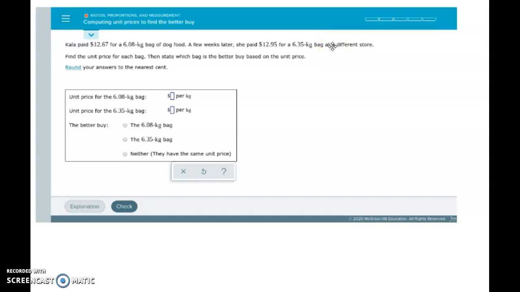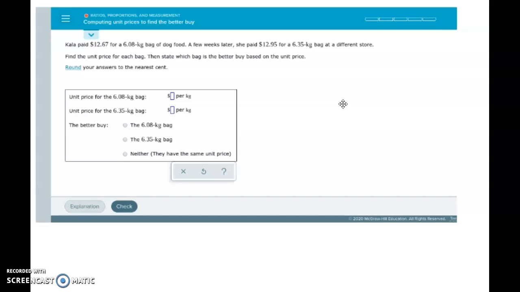Kala paid $12.67 for a 6.08 kilogram bag of dog food. A few weeks later, wow, the dog would have died. She paid $12.95 for a 6.35 kilogram bag at a different store. Find the unit price for each bag. Then state which bag is the better buy based on the unit price. Round your answers to the nearest cent.